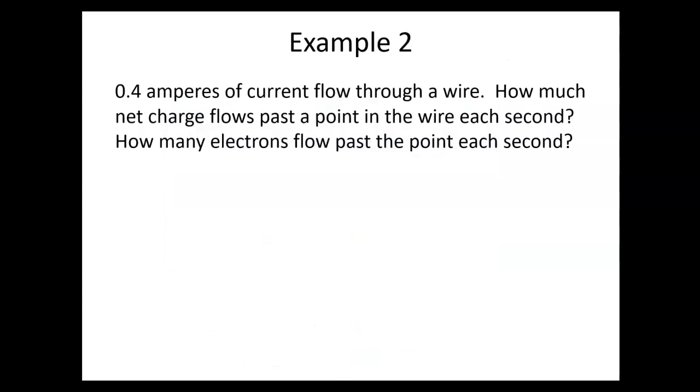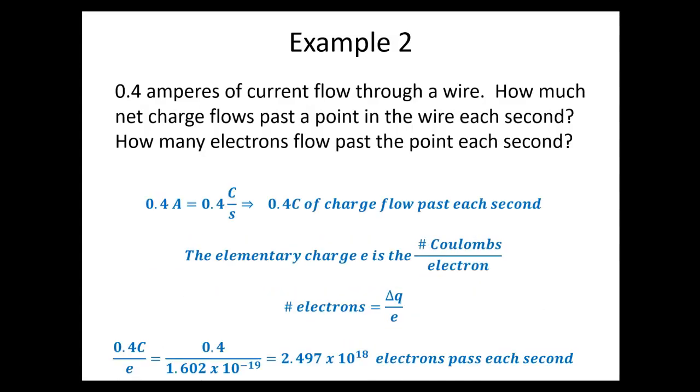Let's do one more example. We've measured the current flowing through a wire, and it's 0.4 amperes. So we'd like to know how much net charge is flowing past any point in the wire every second, and also how many electrons are flowing past the point each second. Well, 0.4 amperes means that there's 0.4 coulombs flowing each second, because an ampere is a coulomb per second.